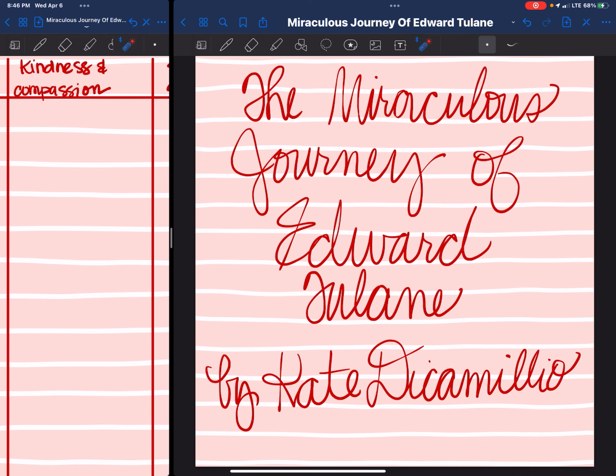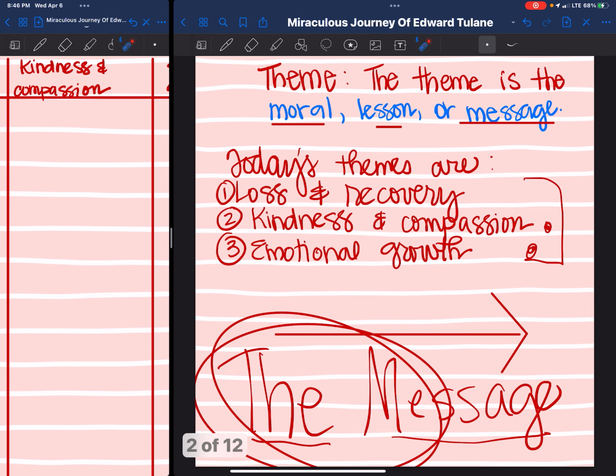Today we're looking at The Miraculous Journey of Edward Tulane by Kate DiCamillo. We're finally finishing. I always hate to finish this book because it is my absolute favorite children's book. I love it. And for today's lesson, we're going to be looking at theme.